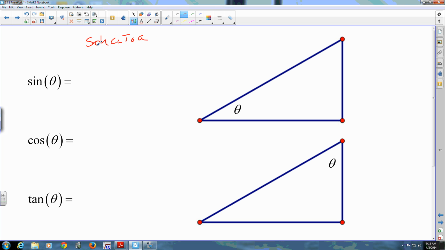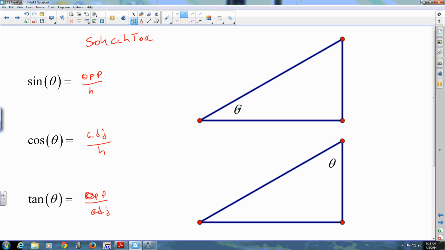Just a way to remember it. Sine is your opposite side over your hypotenuse. Cosine is your adjacent side over your hypotenuse, and tangent is your opposite side over your adjacent. It's your opposite side over your adjacent side.